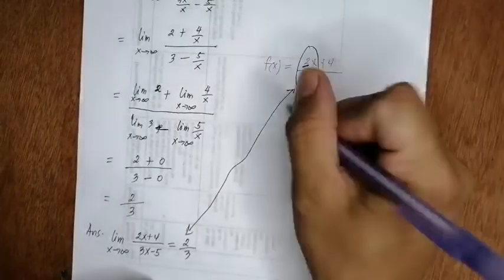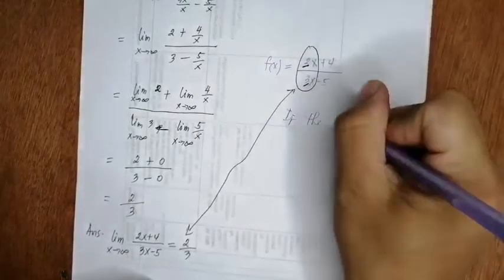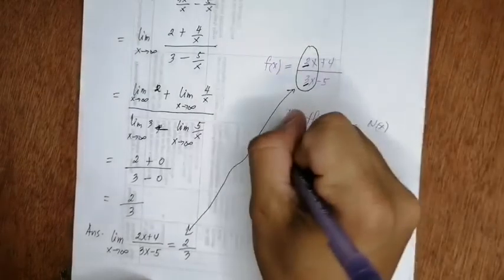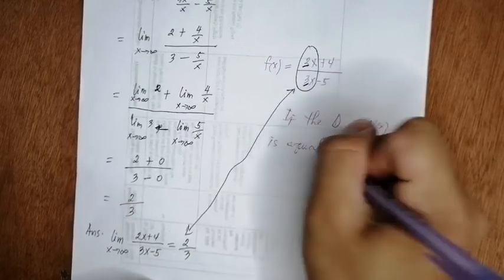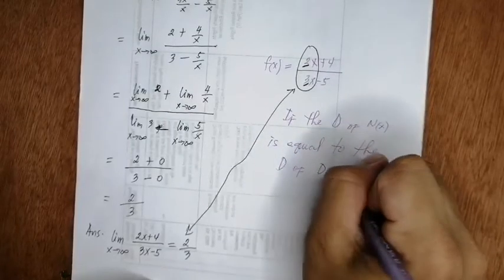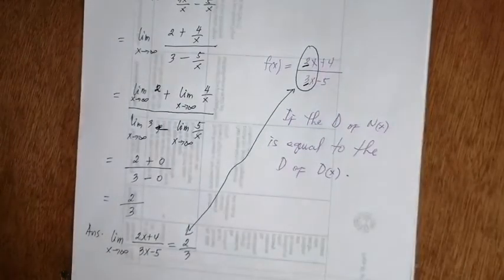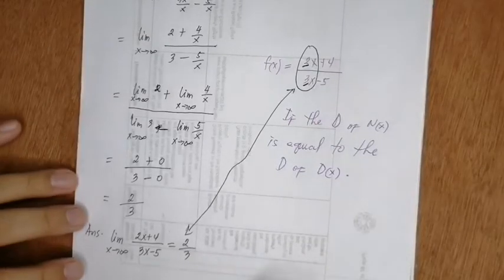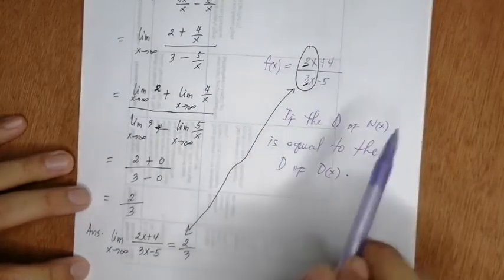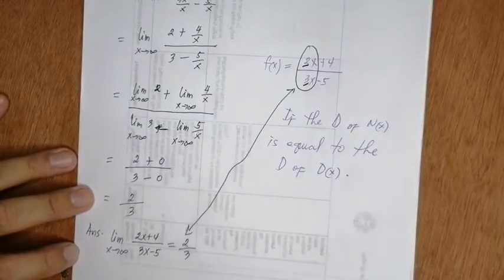Kapag ang degree, if the degree of the numerator n of x is equal to the degree of the denominator, d of x. Anyway, kaya ginagamit ko ay n of x tsaka d of x. N of x stands for numerator and d of x stands for denominator as a memory device para mas madali nyo matandaan. So, ganun yun. Kapag para sa degree nila, tandaan nyo lang, just get the ratio. Ganun yung pinakamabilis na technique doon.